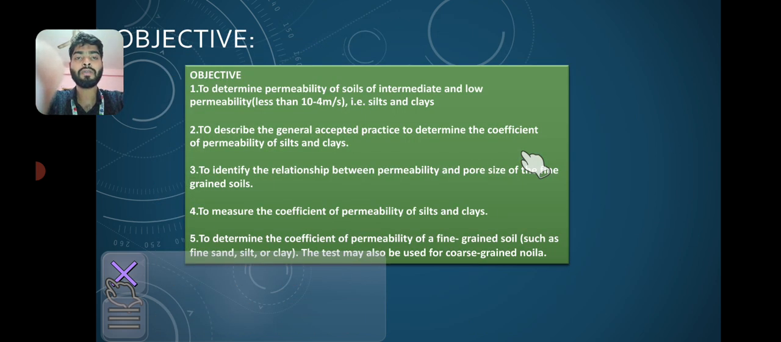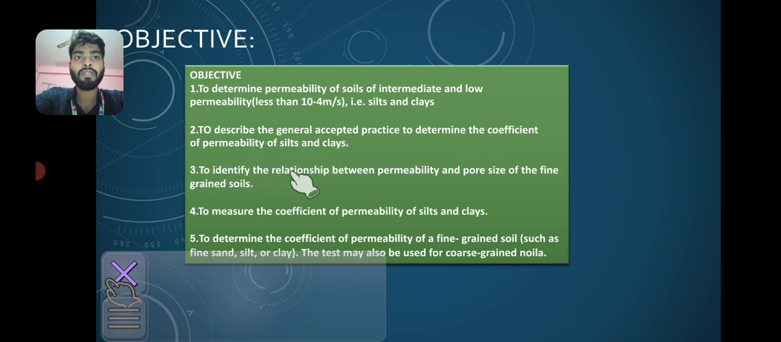Now I will discuss the objectives of this experiment. The first objective is to determine the permeability of soils of intermediate and low permeability, less than 10^-4 meter per second, such as silts and clay. To describe the generally accepted practice to determine the coefficient of permeability of silts and clay.